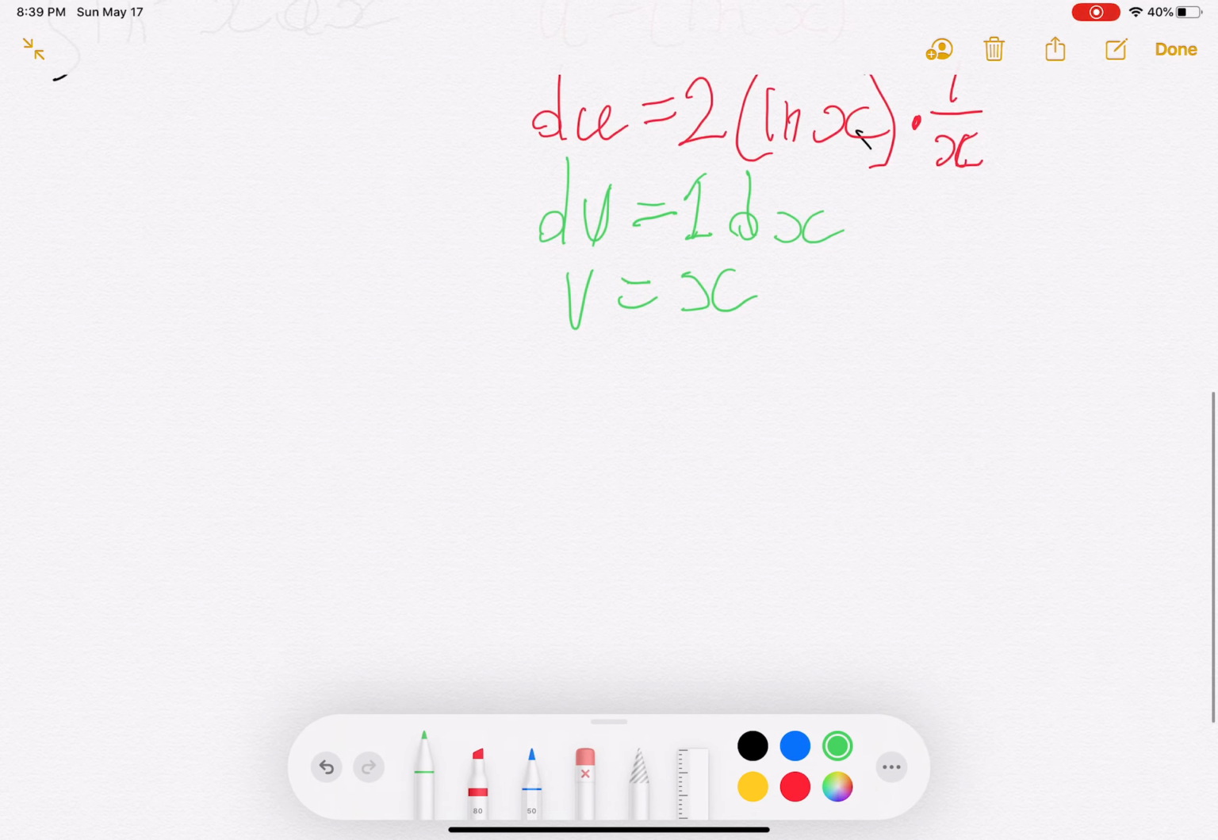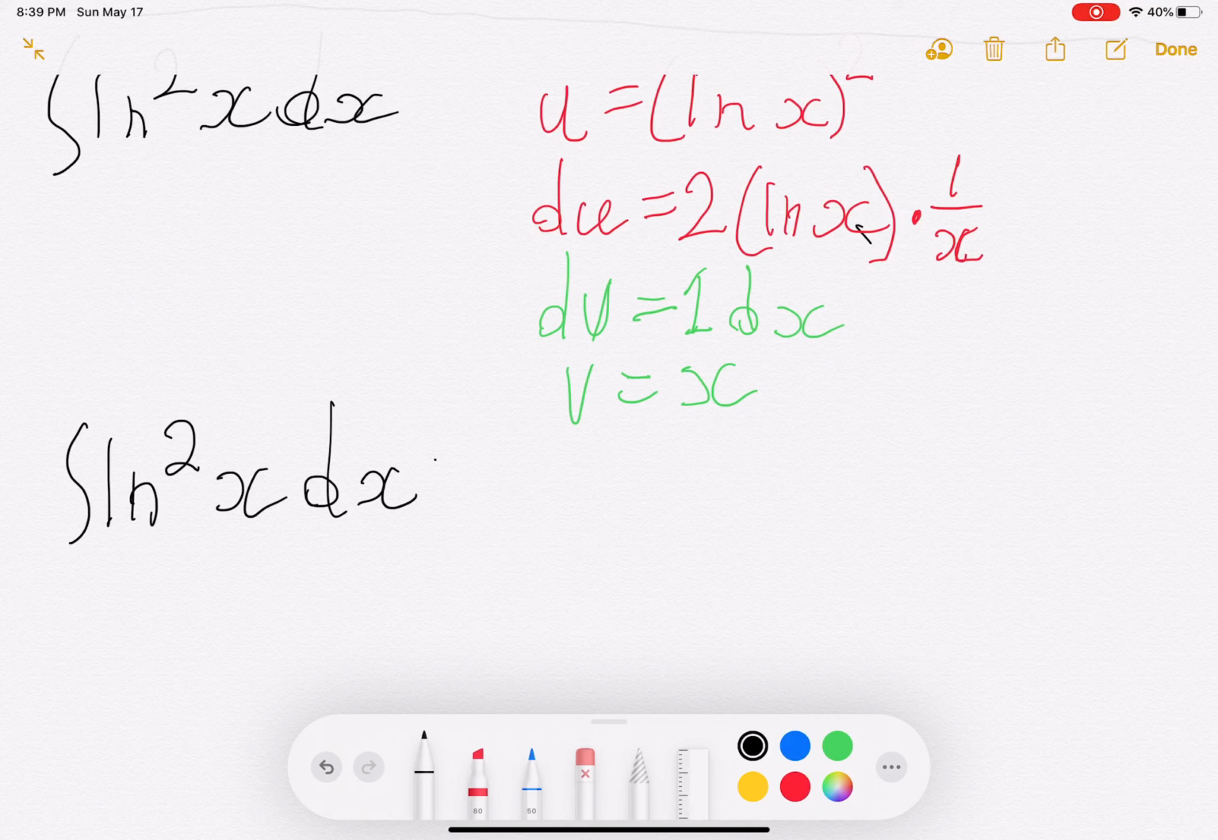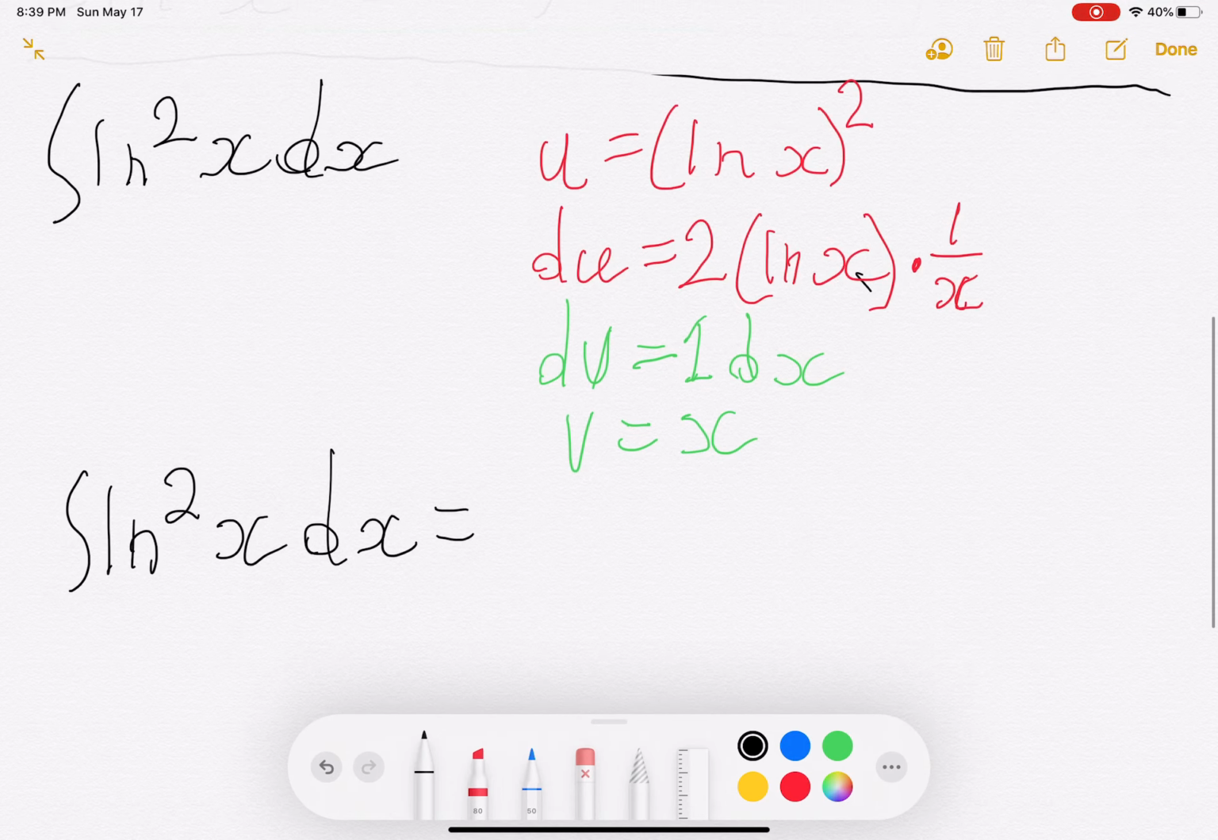Let's put it into the integration by parts formula. So we write it out. The integral of ln squared x dx equals v times u. So x times ln squared of x minus, sorry, I'm using Christmas colors, it's completely random, minus the integral of v du.